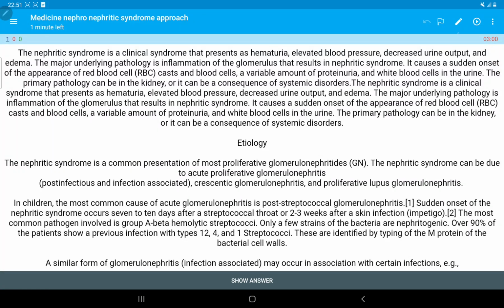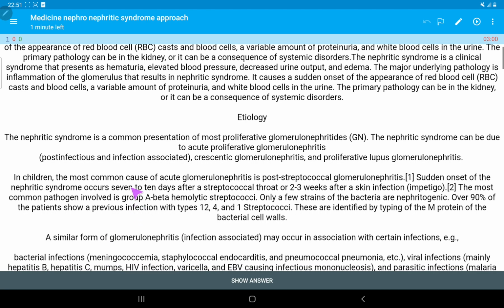Today we'll be talking about the structure of the kidney. Before going to the main disease, nephritic syndrome, let us talk about the microstructure of the kidney, and that is the glomerular filtration barrier. Now let us draw the structure.